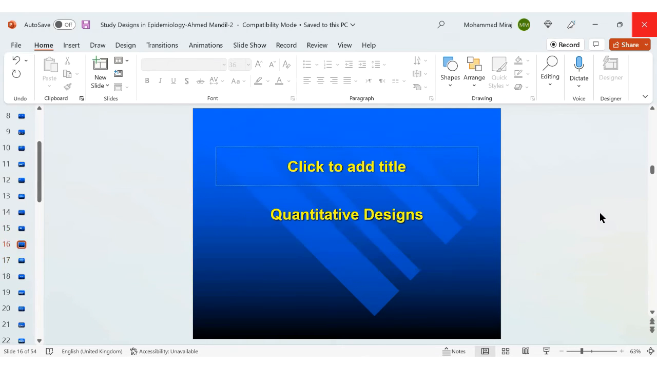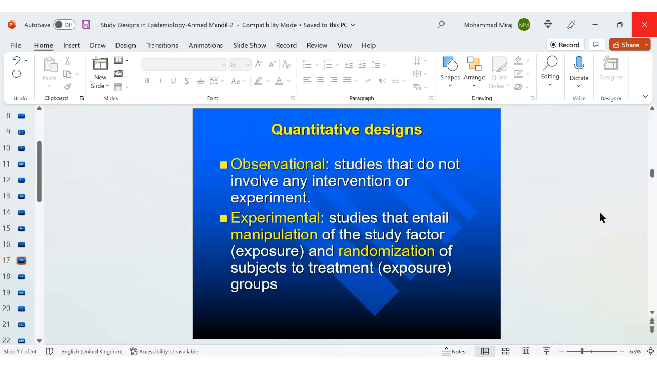Then comes the quantitative design. Now, this is a very important part because it is now in quantity. We can calculate it, there is a number to it. So, observational design does not involve any intervention or experiment. For example, here we are also doing the same thing. We are observing it, and based on the observation, we are doing the calculation.